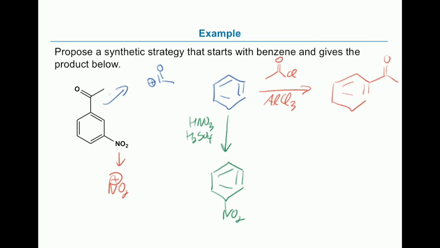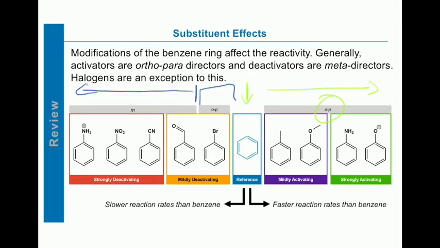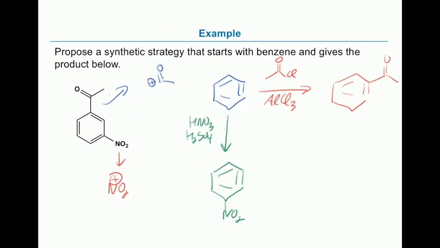Again, did I activate or deactivate the ring by putting a nitro on there? Did I activate or deactivate it more than acyl? Which one of these is worse? Yeah, nitration is way down here, acylation is here. So again, both are fine. You can do both of these. Remember the thing in your mind, keep your consequence.